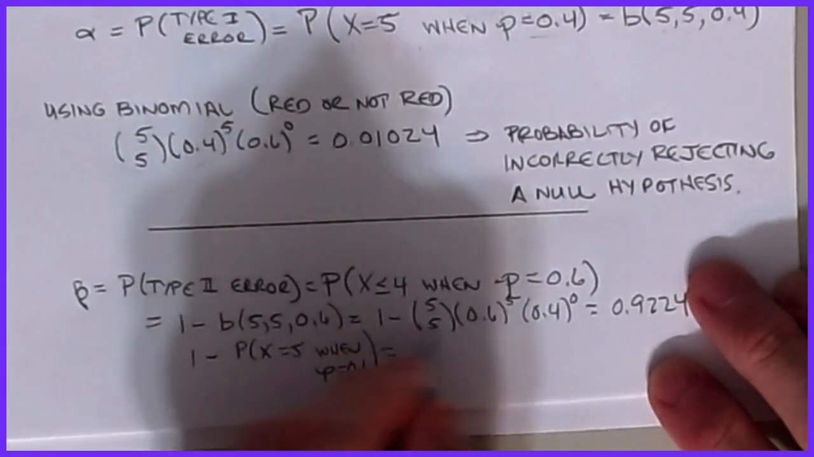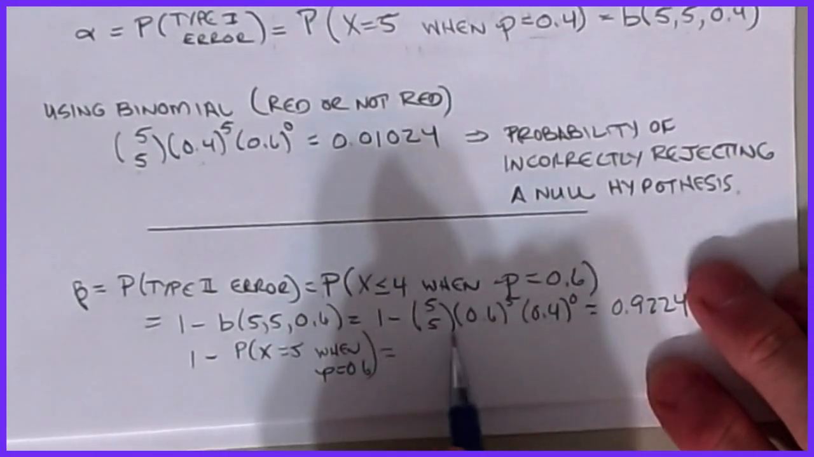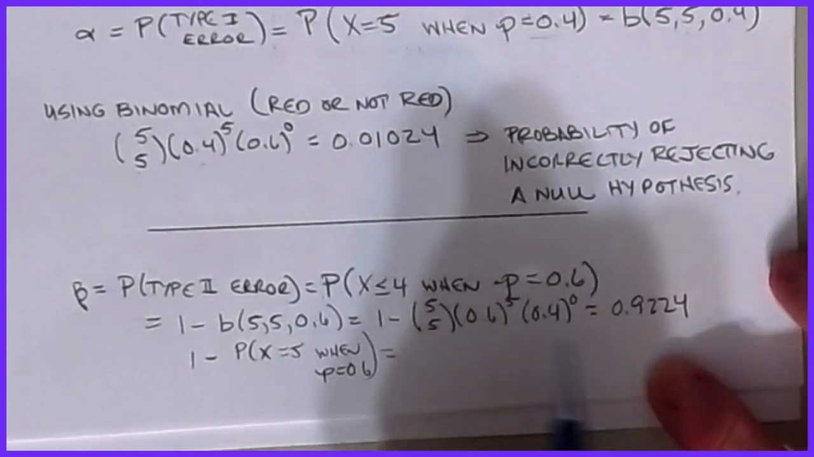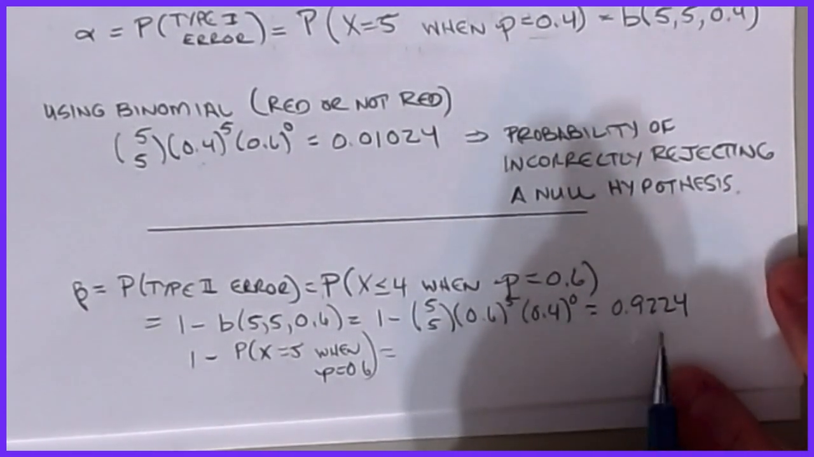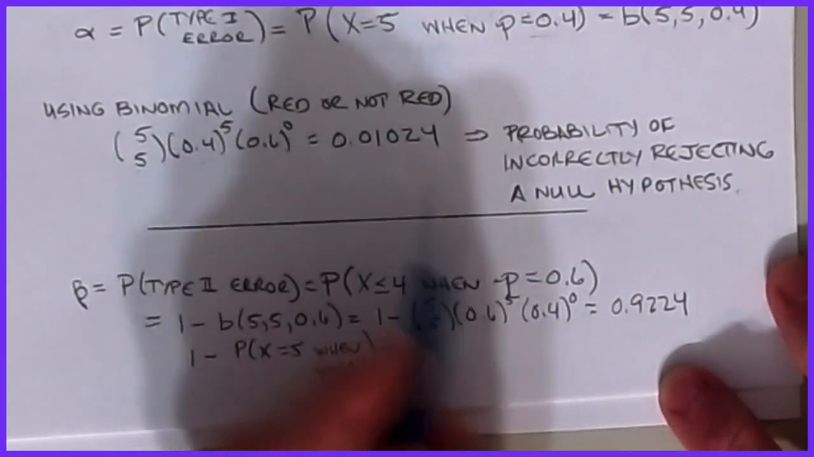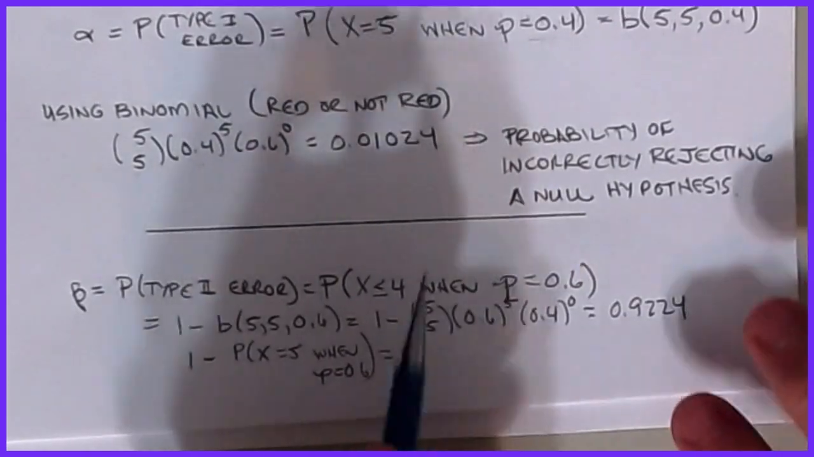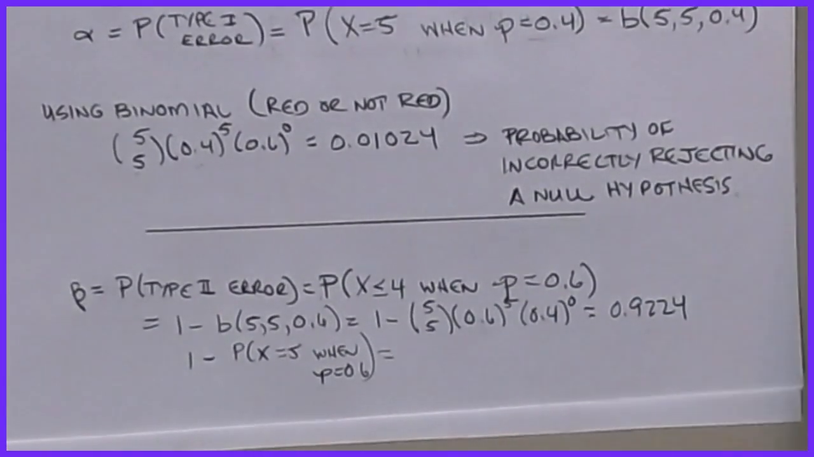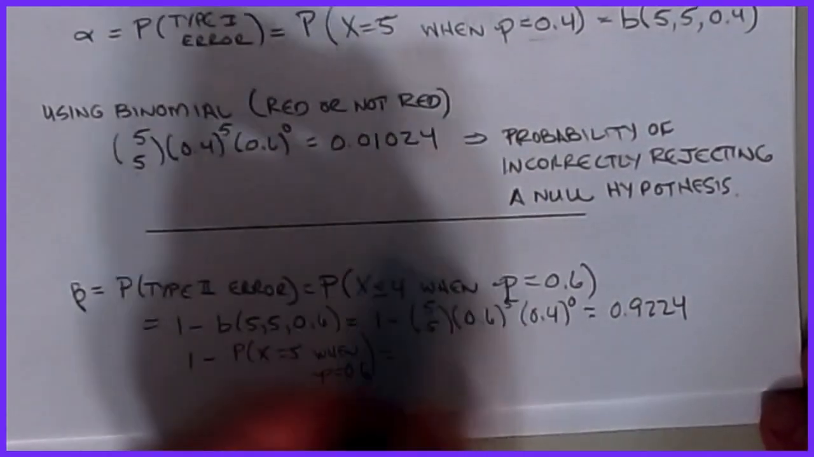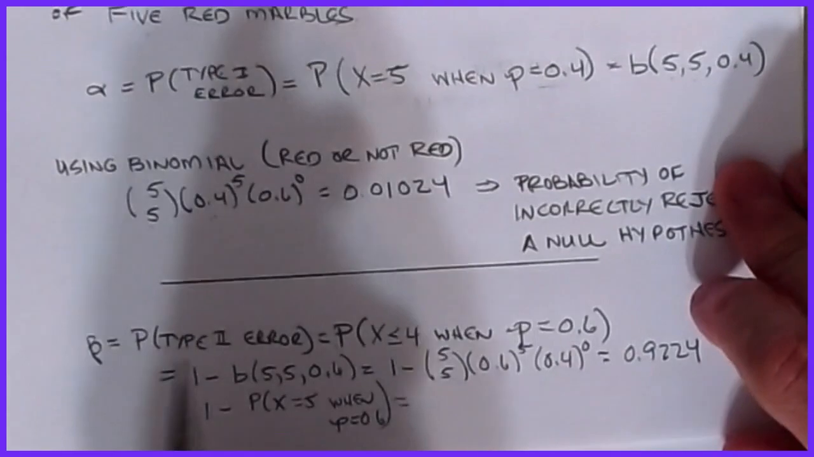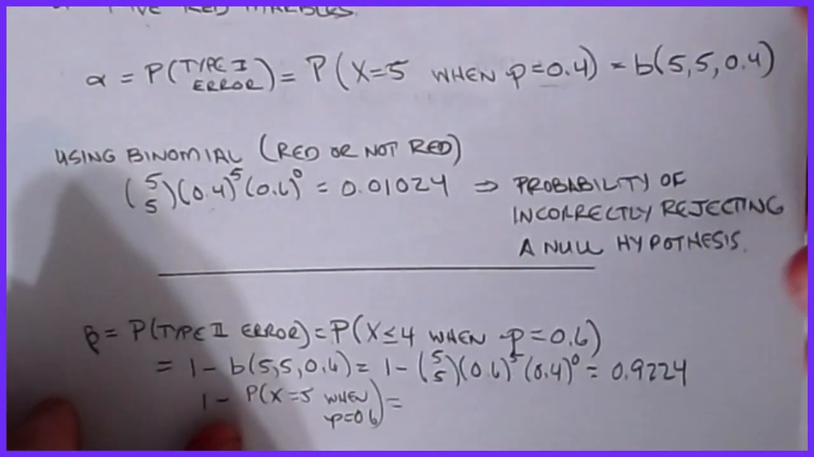So when I do that, it's 1 minus, we just plug into the binomial, 5 on 5. Now my success is 0.6 raised to the 5th power and 0.4 to the 0. I get a probability of about 92.24%. Now, you'll notice that if I add beta to alpha, I do not get 1.0. There's always a region of uncertainty where we're not sure which one is happening. So that's one of the dilemmas in hypothesis testing that we'll have to face. But that's how we start to get a sense of alphas and betas.